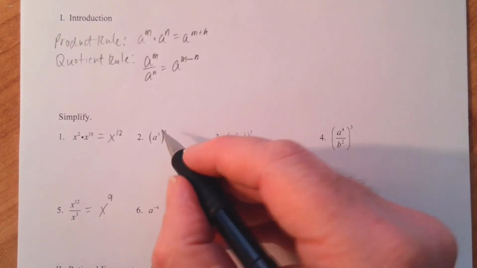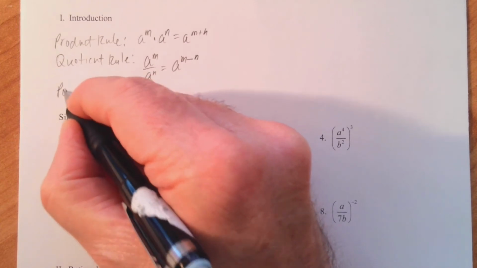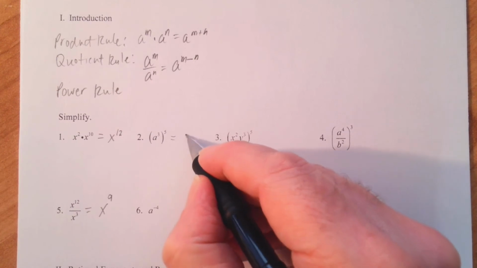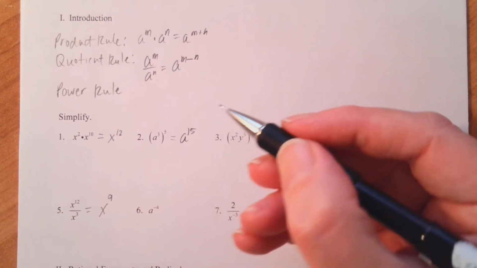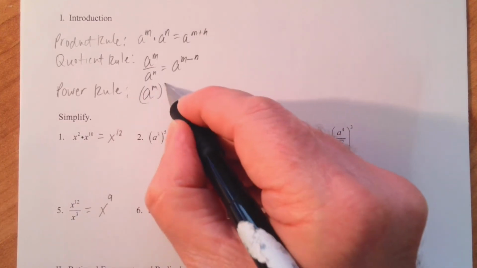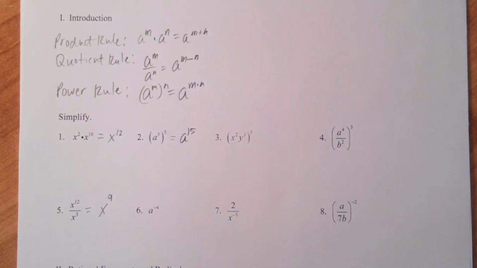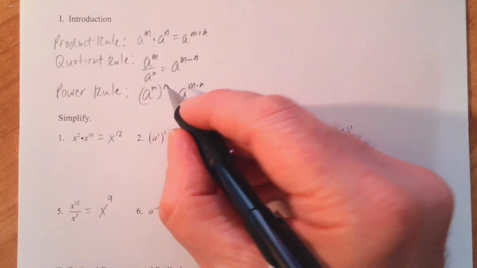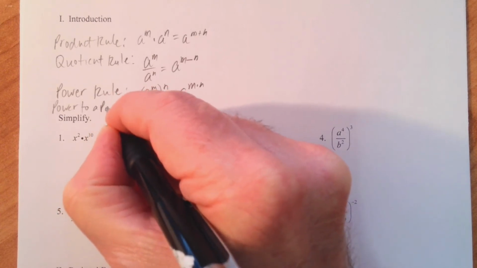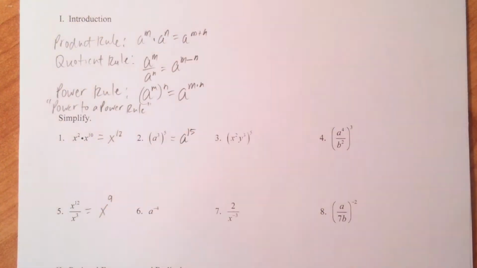So we subtract the exponents. On number 2, notice we have a power to a power. This is what we call the power rule. And in this case, we multiply the exponents. So a to the m raised to the n power is a to the m times n power. That's the power rule. Or really it's a power to a power, so I call it a power to a power rule. But it's officially known as the power rule.